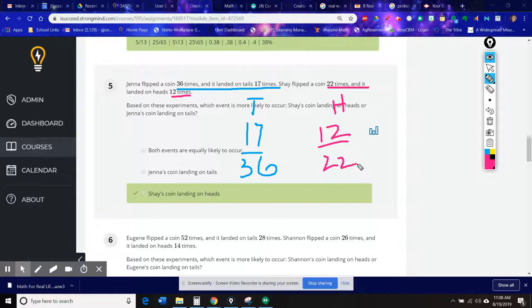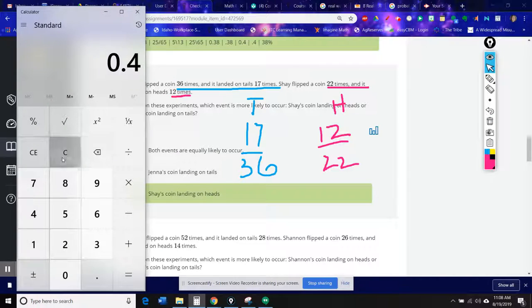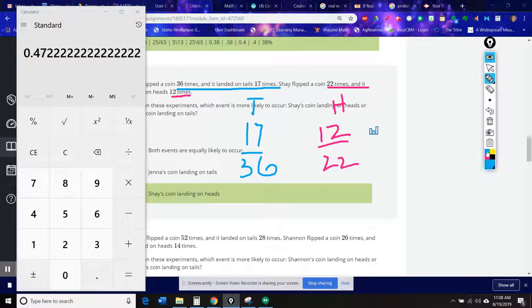And the easiest way to do this is to use our calculator. Okay, so let's go in here to our calculator. And I'm going to find this. So 17 divided by 36 equals 0.47. So let's put that one in. We'll do it in blue so we can keep our colors. So this is equal to 0.47. Awesome.